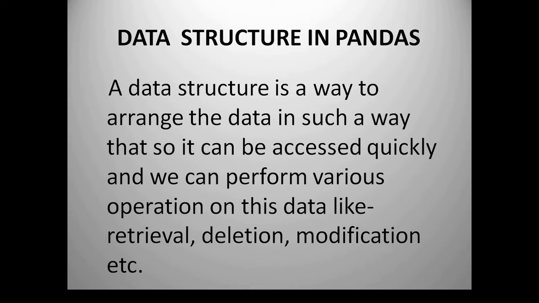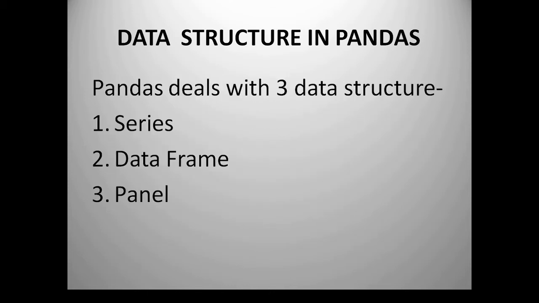Now the data structures in Pandas, let us see what is a data structure. A data structure is a way to arrange the data in such a way so it can be accessed quickly and we can perform various operations on the data. Like you can retrieve the data, you can delete the data or modify it. So it's a way to arrange your data. Now Pandas deal with three different data structures. First one is Series, second one is DataFrame, and third one is Panel. Let us see these structures one by one.